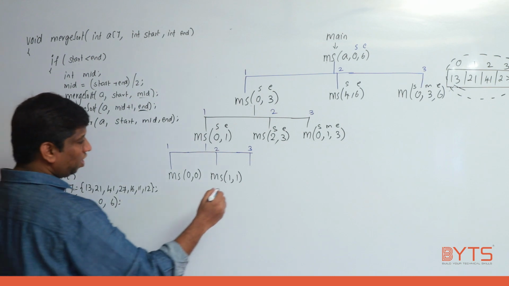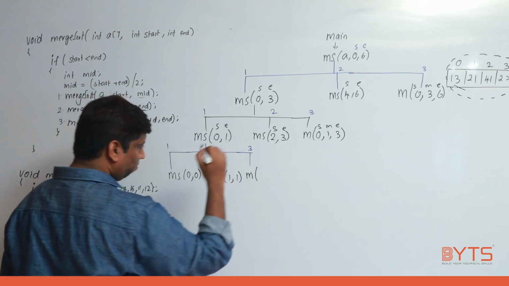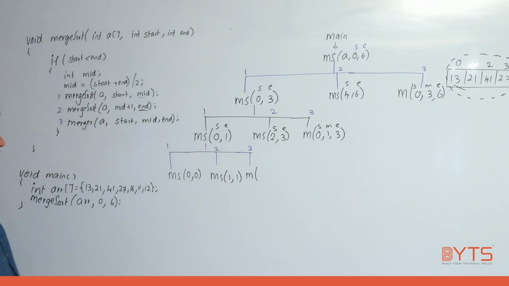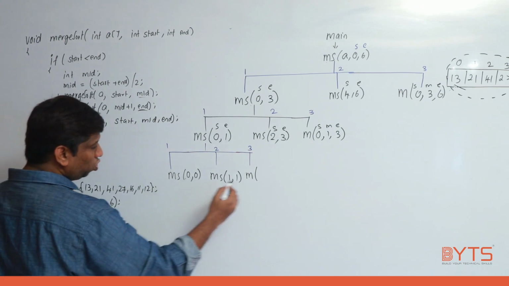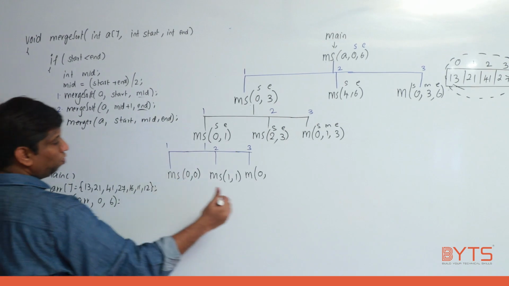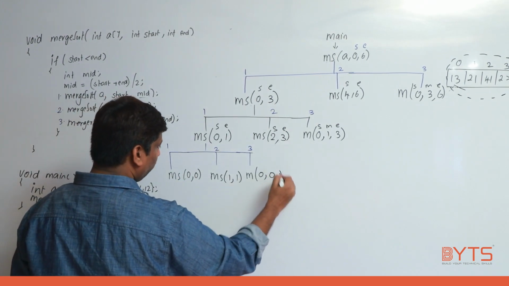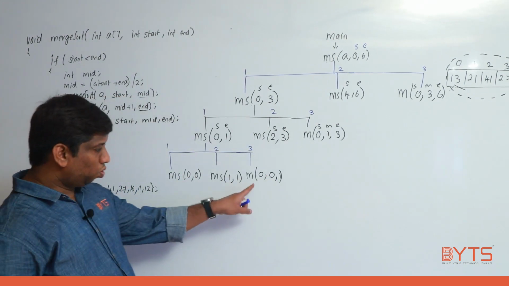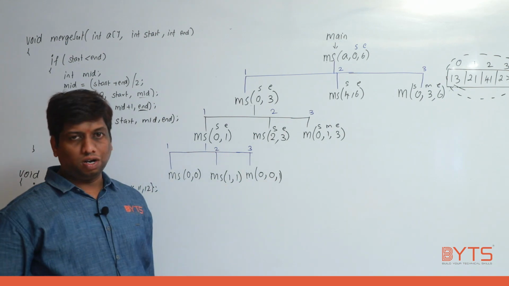Now, what is the next line we need to execute? Merge sort of. Can you please tell what is the next line? Merge of 0 to 0 is sorted. Next, what should I do? Mid. Mid value is also 0. Next, end value is 1. What is the meaning of this line? 0 to 0 is already sorted. 1 is also already sorted, right?